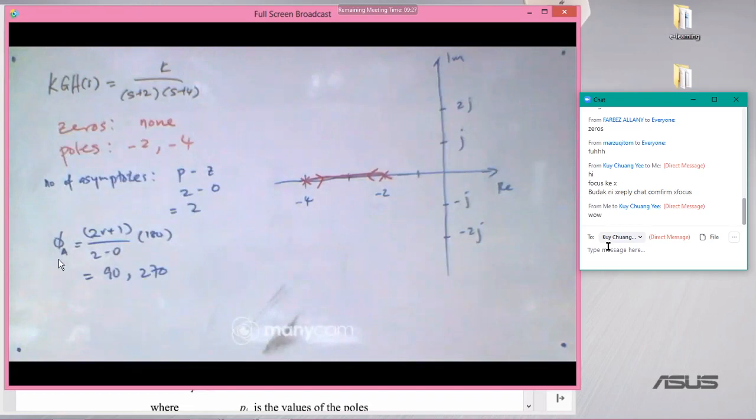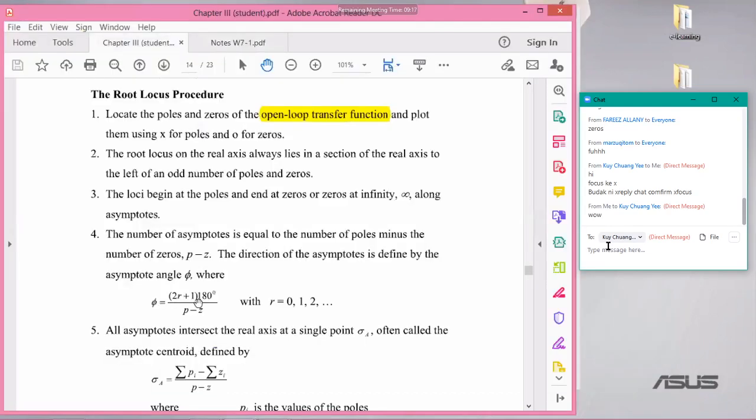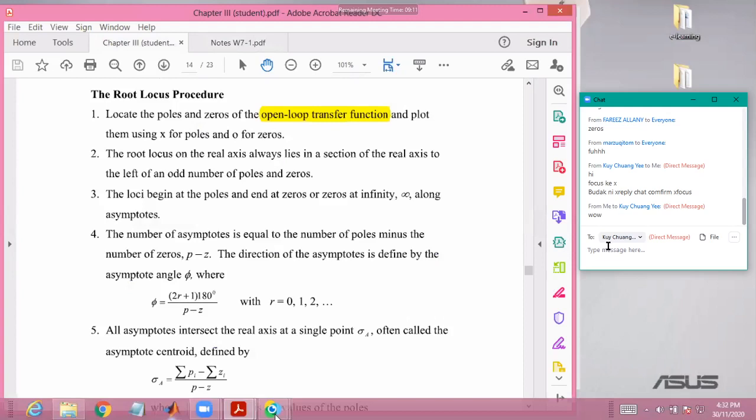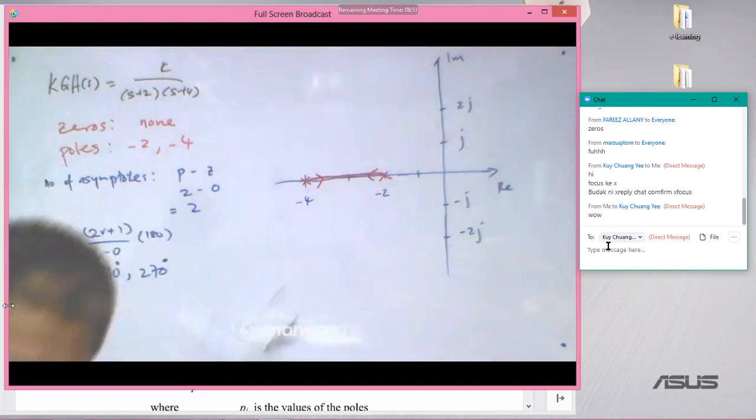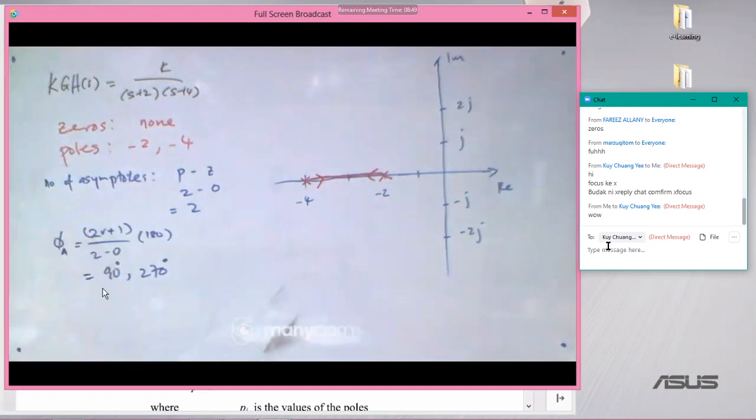So the asymptote angle, sigma A, can be computed using the expression given in the guideline: (2r plus 1) multiplied by 180 divided by (P minus Z). Okay, so use r equals 0: when r is equal to 0, 180 divided by 2. When r is equal to 1, you get this. This is the angle in degrees, the angle that our asymptote line is going to follow.